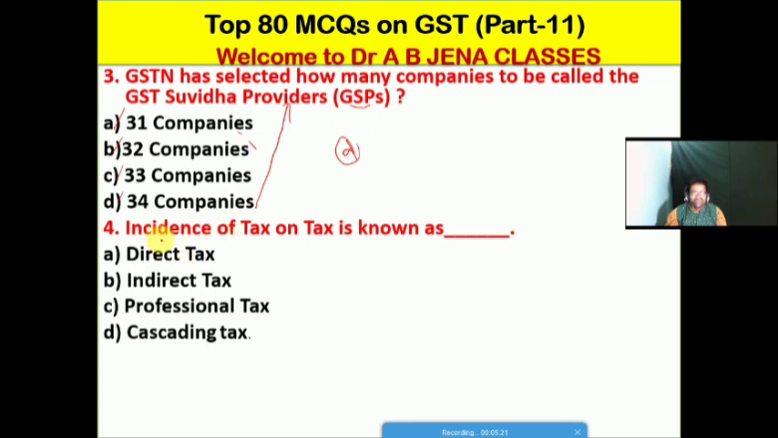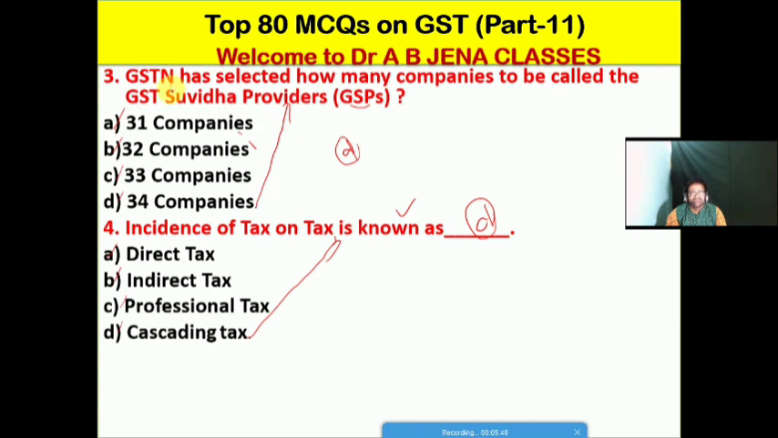Next, the incidence of tax on tax is known as what? A, direct tax; B, indirect tax; C, professional tax; D, cascading tax. So friends, D is the right option for this MCQ. The incidence of tax on tax is known as a cascading tax. And GSTN stands for what? Friends, GST, and N stands for Network.